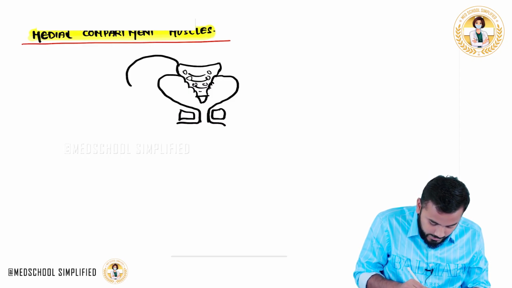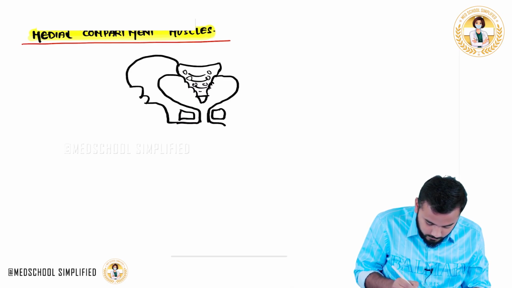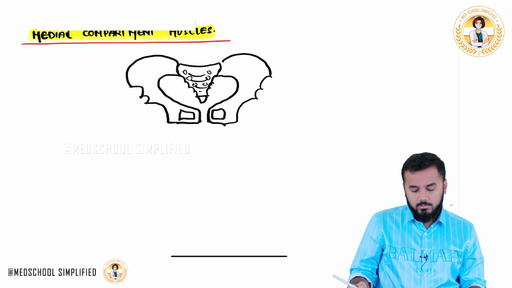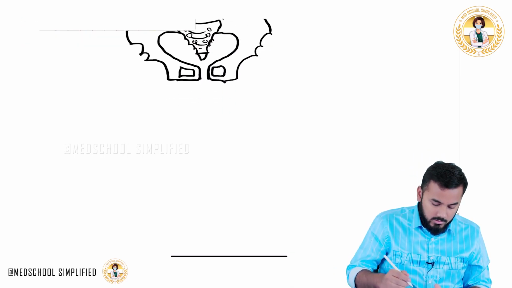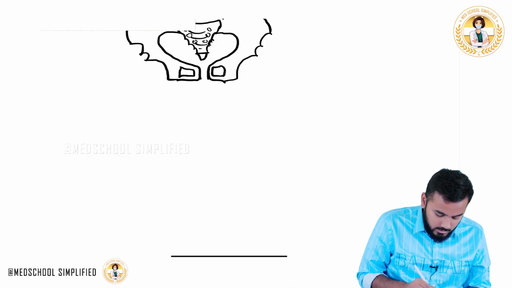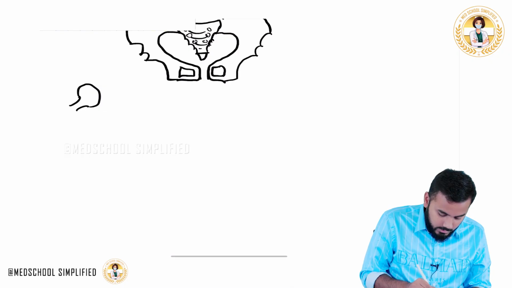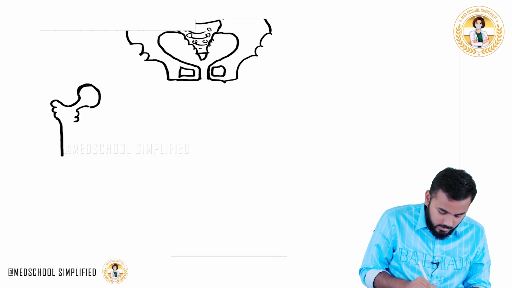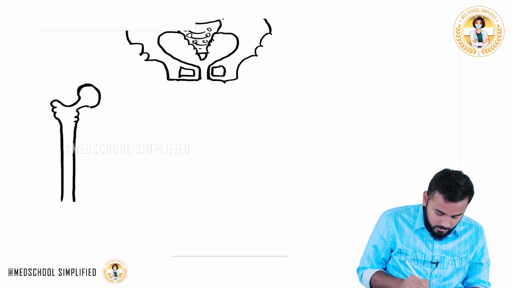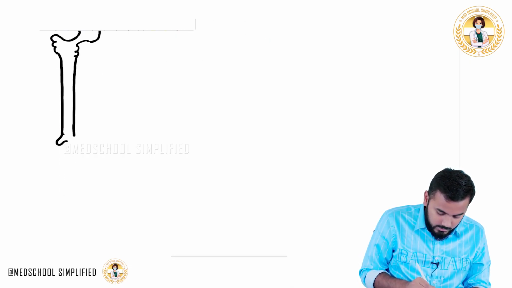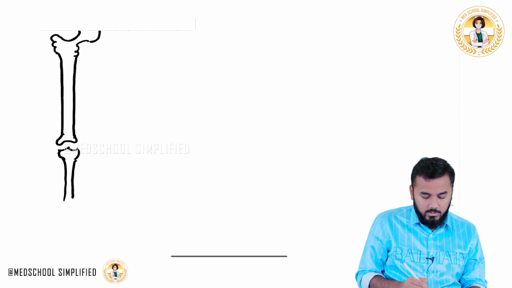Here you have your iliac bone. So this is how the pelvis looks, right? This is not a correct picture, but anyways, look here now. Here is your femur. This is the head of the femur, the greater trochanter, the lesser trochanter coming down all the way. This is your femur over here, and this is your tibia all the way like this.